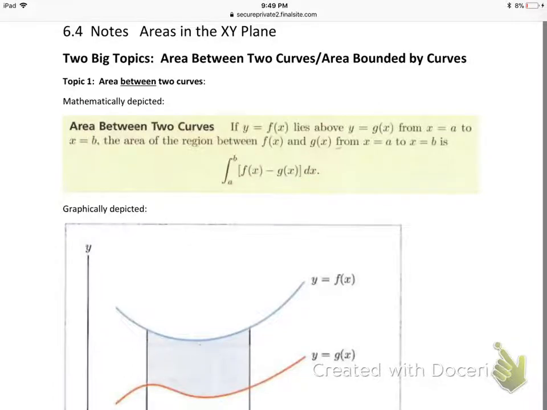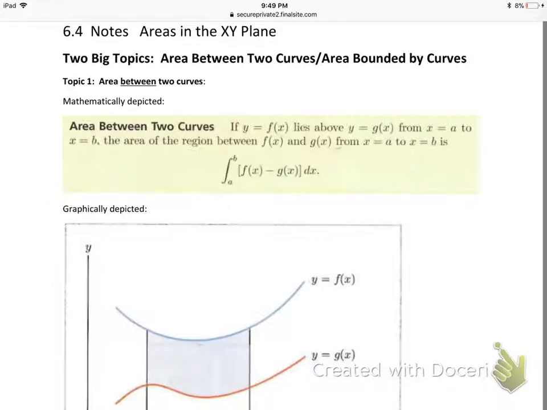Okay, in this video we're going to go over the 6.4 notes, and they cover areas in the xy plane. So there are two big topics here. One is the area between two curves, and the other is the area bounded by curves.